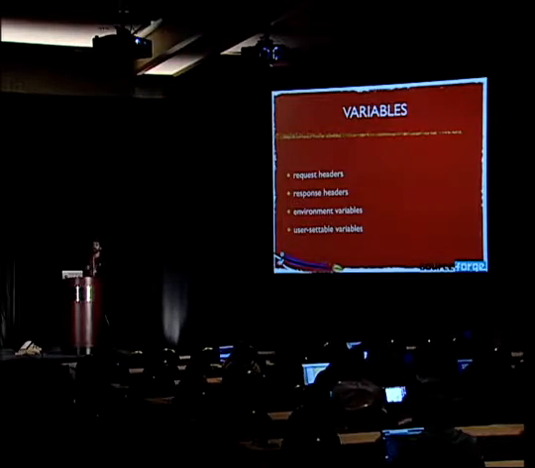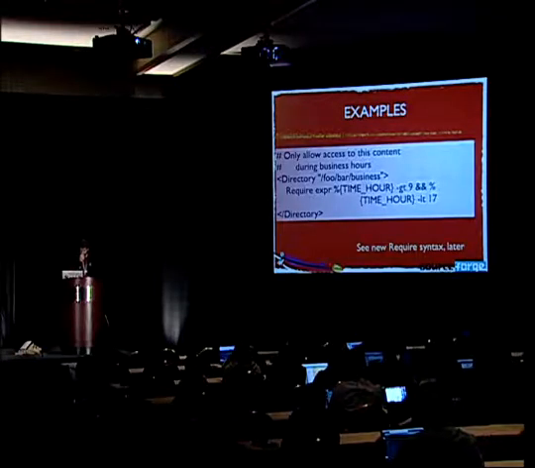The expression engine can reference any variables that are accessible to the HTTPD runtime and use them at request time. So here's an example of using the expression engine to make sure that your website is only accessible during business hours. So we have require expression, and then we have an expression that says that the time hour needs to be greater than 9 and less than 17, putting it within your normal business hours, and that directory will then be inaccessible outside of those hours.